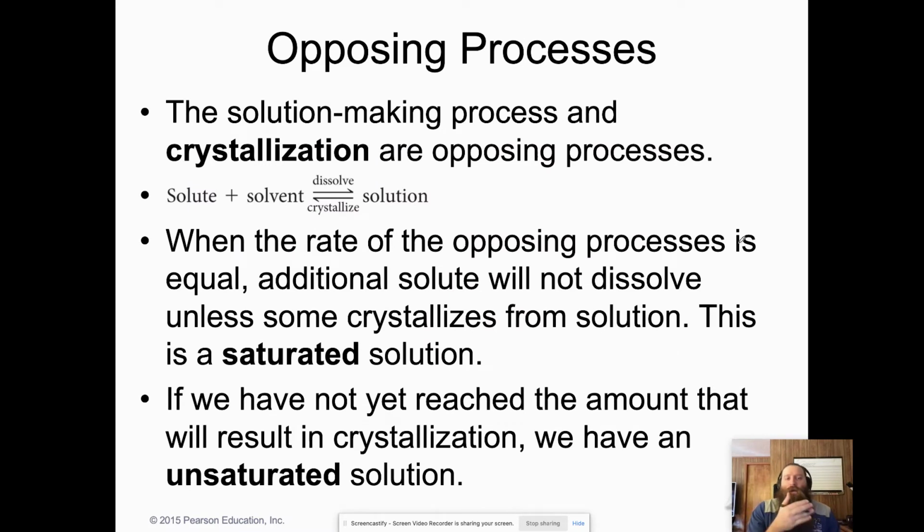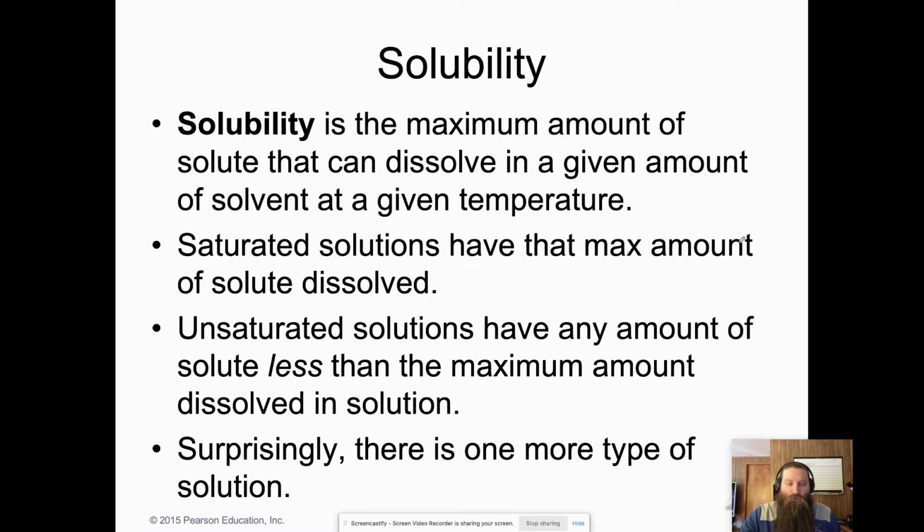Now, when you're making a solution, there is an opposing process. It's called crystallization. And if you mix solute and solvent, they have to reach an equilibrium between the crystallization of the solute coming out of the solution and the dissolving or the dissociation of your solute into the solution. When they are at equilibrium, then you have a saturated solution. Okay, if you're not at equilibrium yet, then you have an unsaturated solution.